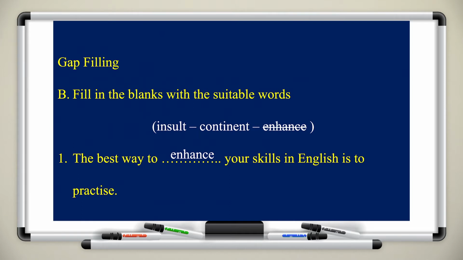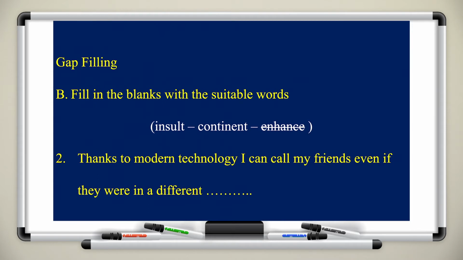Now, as you can see, I crossed the word, so we have 2 choices now. Number 2, thanks to modern technology, I can call my friends even if they were in a different blank. Look at the word between brackets. We have insults and continents. Which one of them is suitable? And of course, the correct answer is continent.